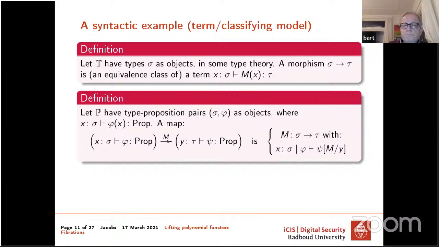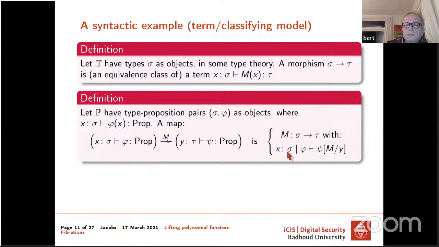Now let's write P for the total category, where the logic lives, and the objects here are pairs sigma, phi, where phi is a proposition in context sigma. So phi of x is really a predicate, a proposition involving a variable, and the variable is typed and comes from sigma. Now what is a map in P? A map is something which goes from a predicate phi on sigma to a predicate psi on tau. It's actually a map m in the base category from sigma to tau, such that this holds. And this is entailment. So from phi, we can derive psi, the predicate psi, but in which I've substituted m at the y places in psi.